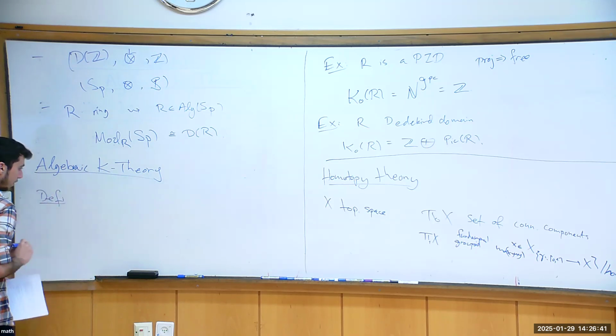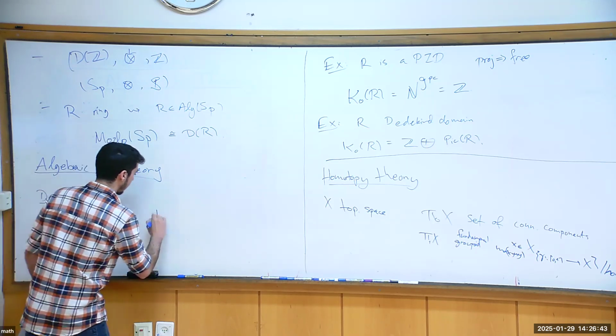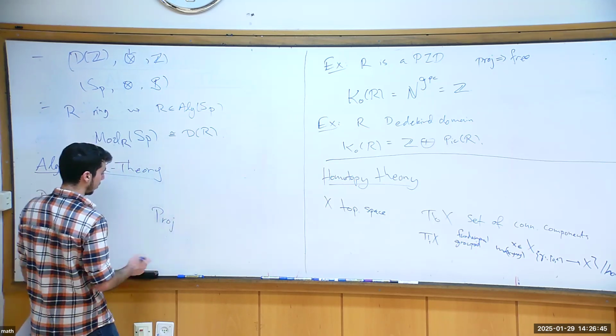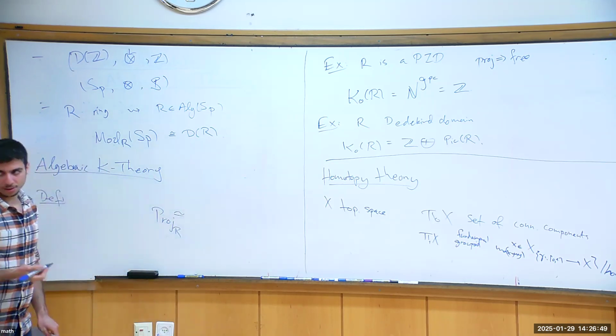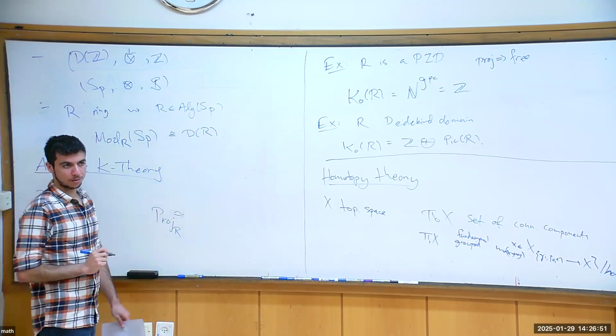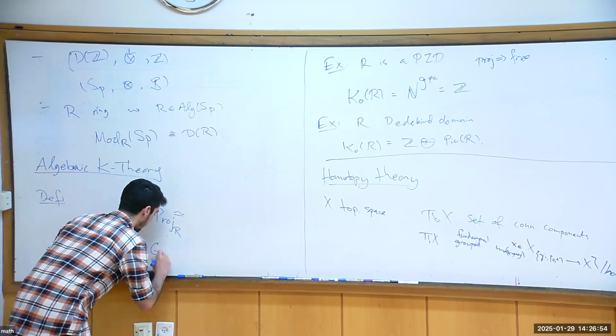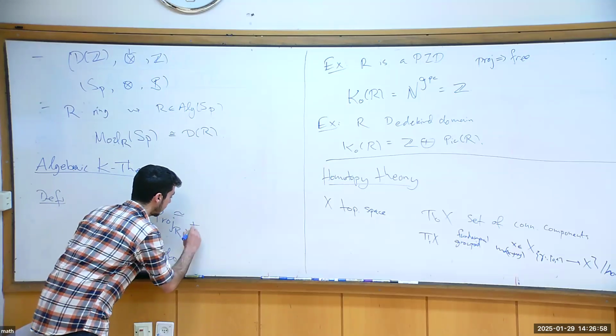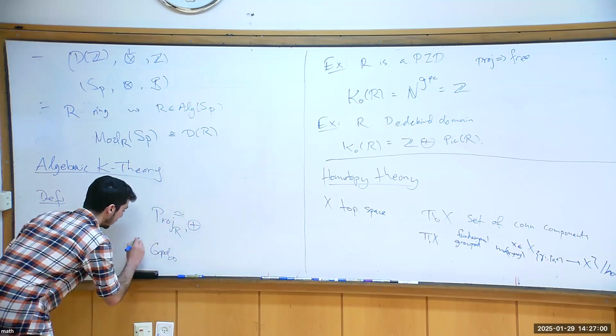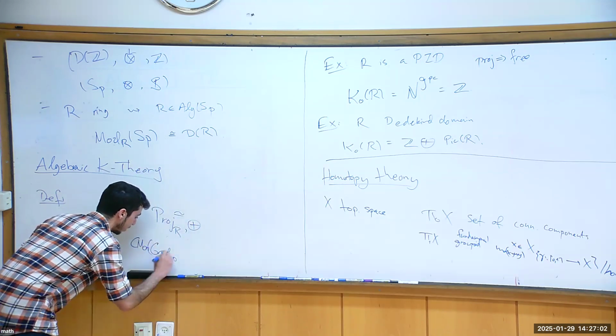So R is still a ring, and now I look at proj R as a one-groupoid, right? It's a groupoid, but I consider it as an infinity groupoid. Just consider it as such. And it has this direct sum operation, which makes it into a commutative monoid inside this category.